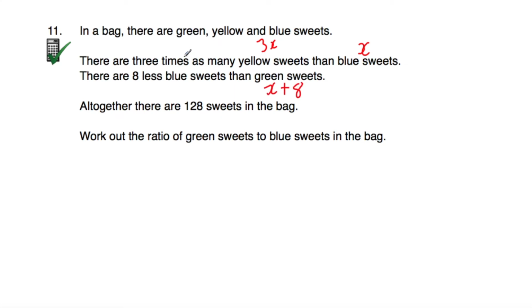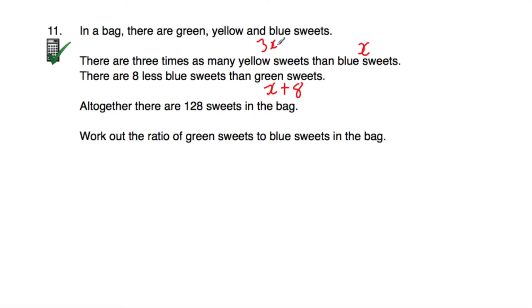So let's just recap that. We're told there's 3 times as many yellow sweets than blue sweets in the bag. So we've let the number of blue sweets be x and the number of yellow sweets will be 3 times that, which is 3x. We're then told there's 8 less blue sweets than green sweets in the bag, so there's going to be 8 more green. That's x plus 8. And then we're told altogether there's 128 sweets in the bag. So let's add together these algebraic expressions and put it equal to 128.